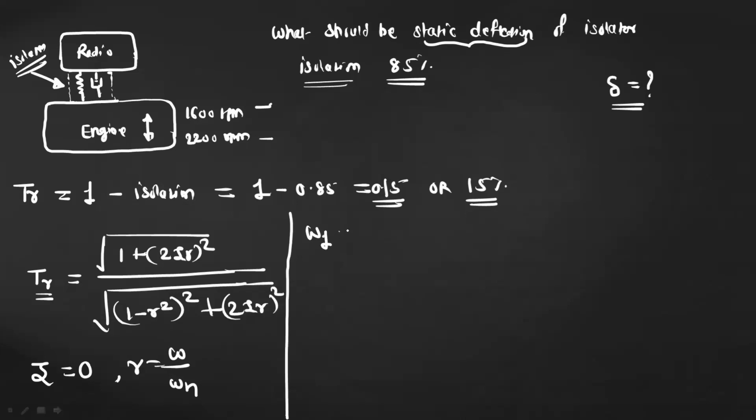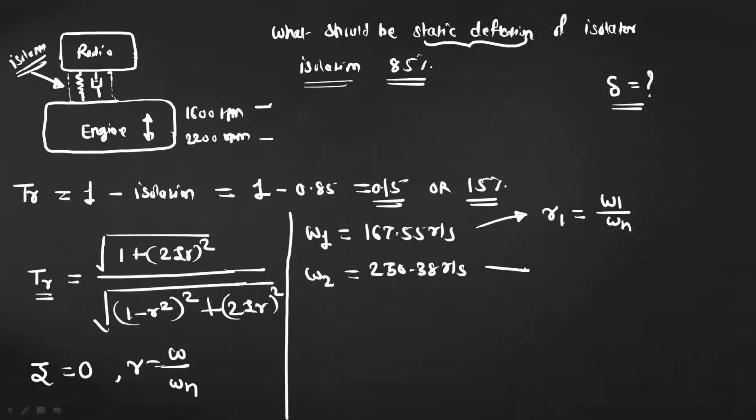So first calculate omega 1. So omega 1 here is 167.55. Just take 2 pi n1 upon 60, and omega 2 is 2 pi into n2 upon 60. So this is 230.38. So when omega 1 is the external frequency, we will have the ratio R1, which is equal to omega 1 upon omega n. And for omega 2, we will have the second frequency ratio, that is omega 2 upon omega n.